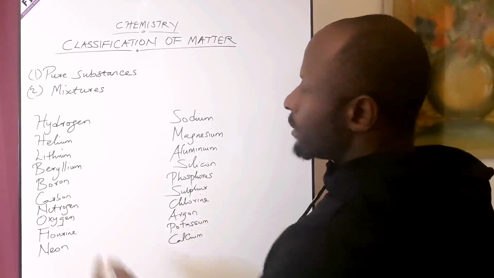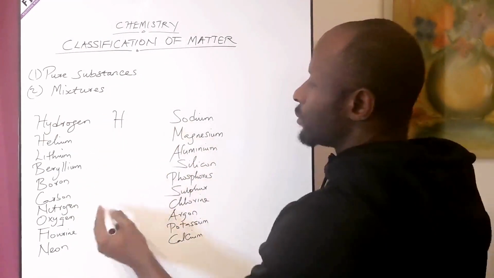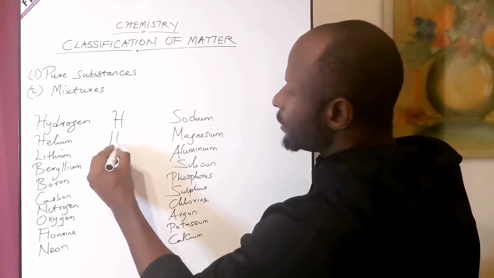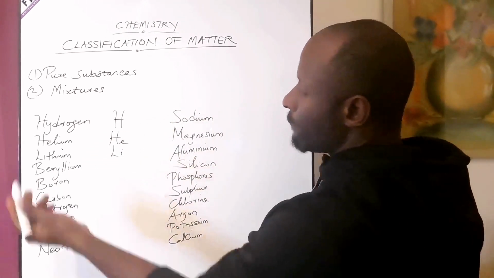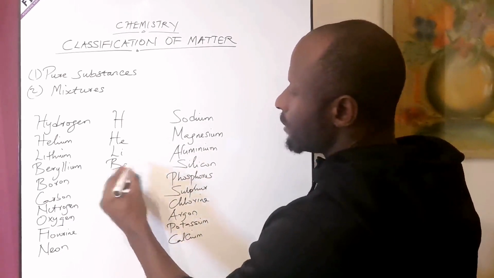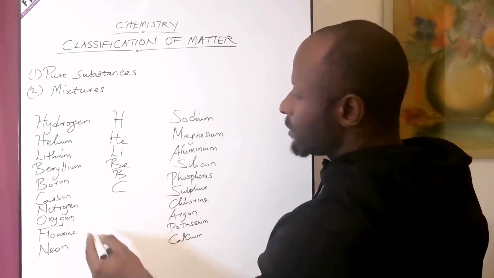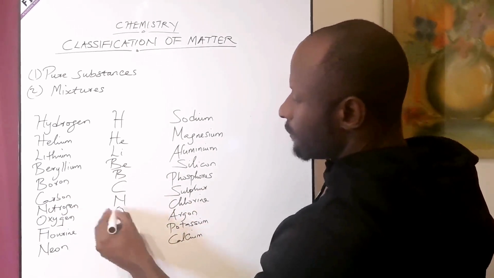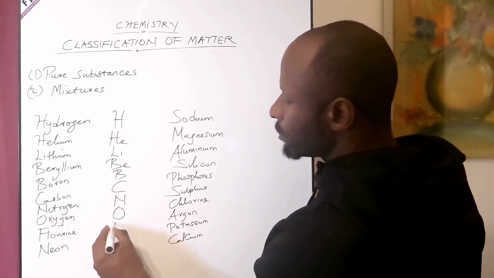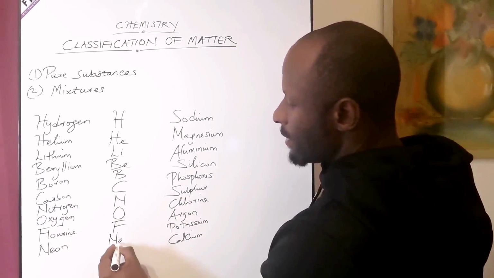Okay, so for hydrogen, the elemental symbol is what? H. Helium, we have He. For lithium, we have Li. For beryllium, we have Be. For boron, we have just B. For carbon, just C. For nitrogen, just N. For oxygen, just O. For fluorine, just F. For neon, we have Ne.